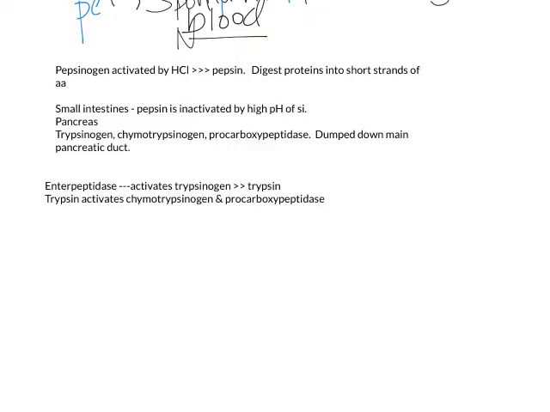Okay, now, what do you think those two are going to become? Those will become chymotrypsin. No. Okay, so no more autocorrecting. They'll become chymotrypsin and carboxypeptidase.